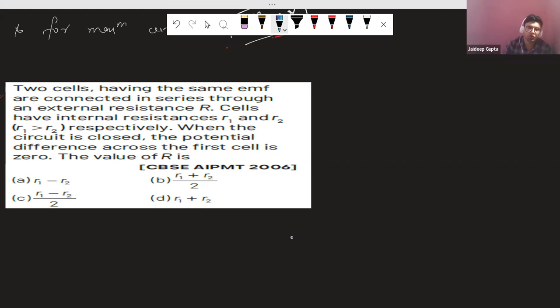The question is saying two cells having the same EMF are connected in series through an external resistance capital R. The cells have internal resistances R1 and R2 respectively, R1 is greater than R2. When the circuit is closed, the potential difference across the first cell is zero. So the value of R is, fast.